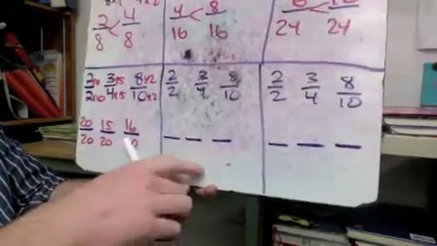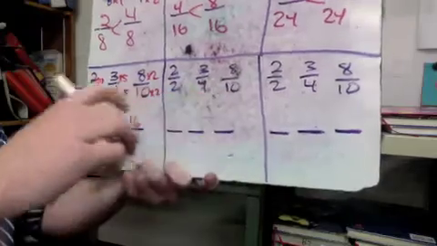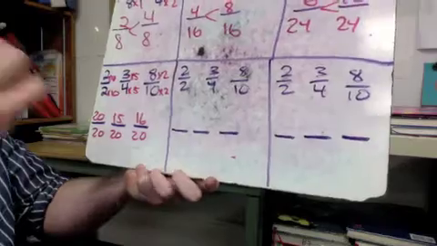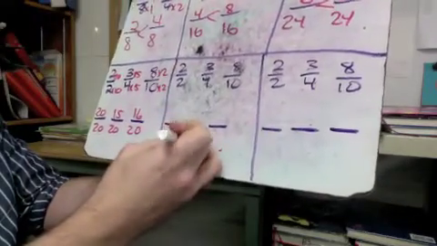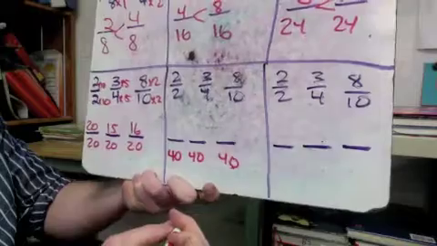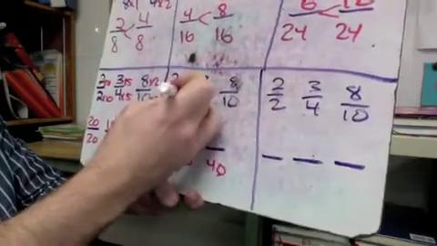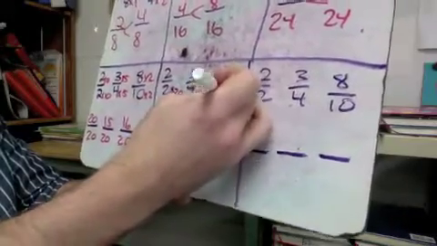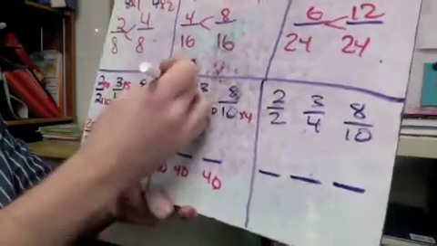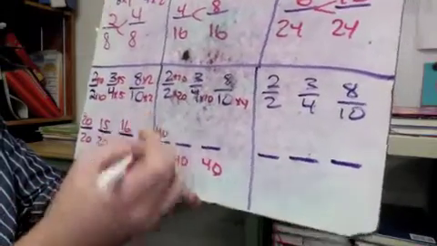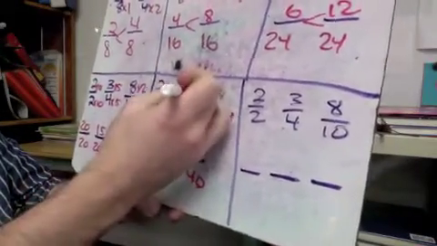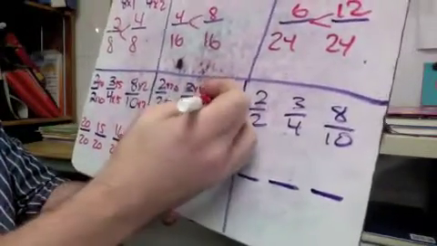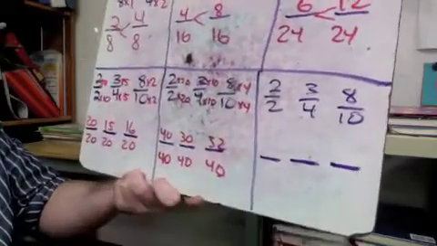Okay? Now let's think of another common bottom number that 2, 4, and 10 go into. I'm thinking, how about 40? Okay. So that's going to be times 20 to get to 2 times 20, 4 times 10, and 10 times 4. Those all get us 40. Times that by 20, I would have 40/40ths. Times this one by 10, because we have to multiply the top and the bottom by the same thing, that's going to be 30. And times that by 4, that's going to be 32.